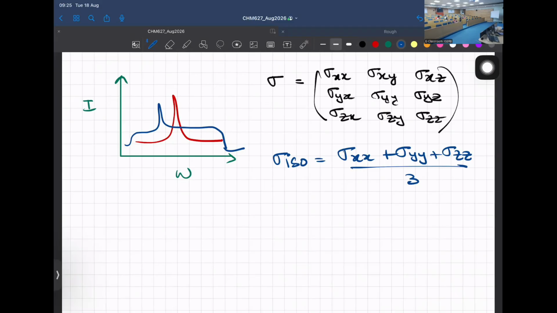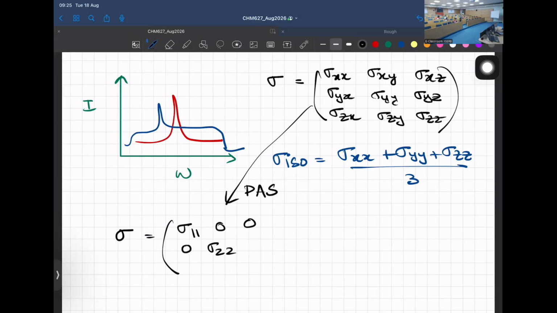But now, for the other parameters to be measured, you need to do something called a principal axis system transformation. Don't worry about what it means if you don't understand. You can always diagonalize a 3x3 matrix.